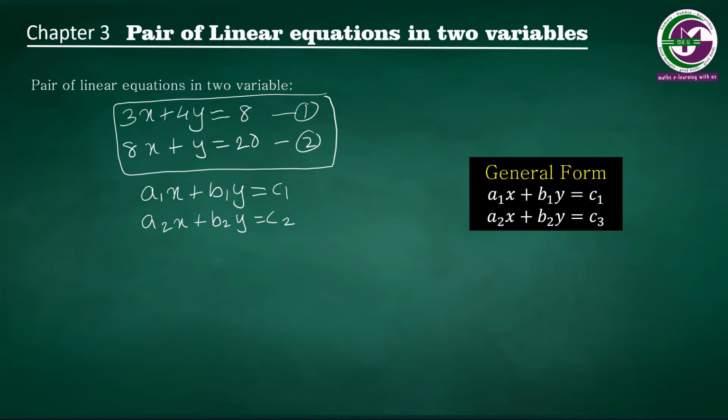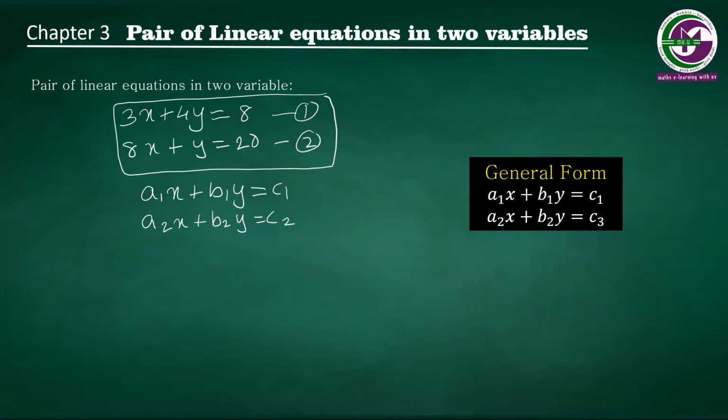Now here also you can find the solutions of a pair of linear equations in two variables. That means the values of x and y which satisfy both the equations. So the values of x and y should satisfy equation number 1 and equation number 2. Such values of x and y are called the solution set of a pair of linear equations in two variables.